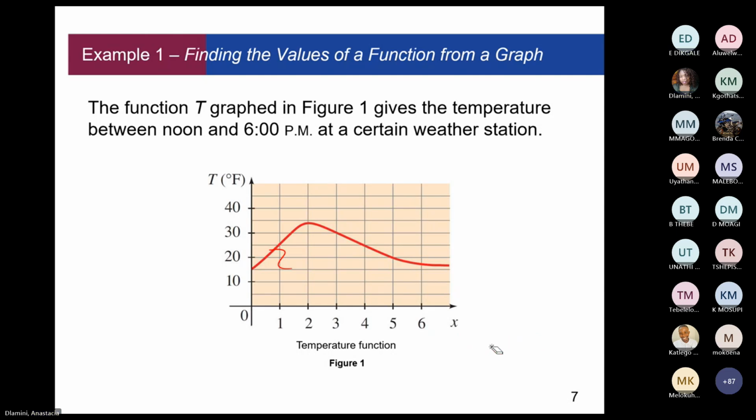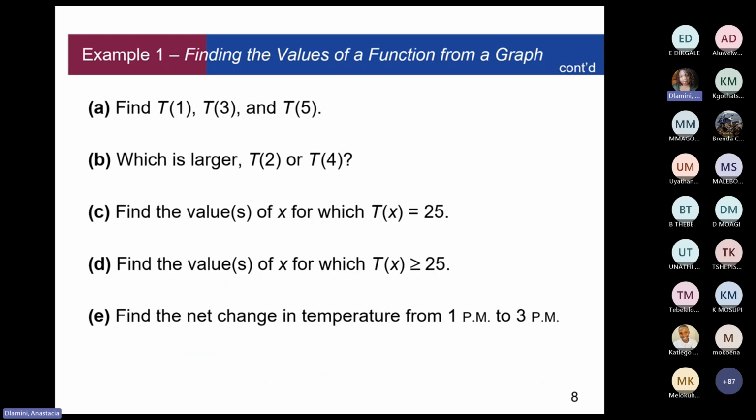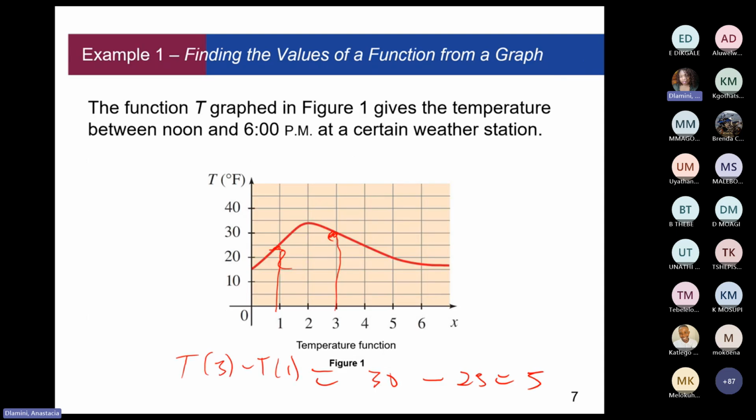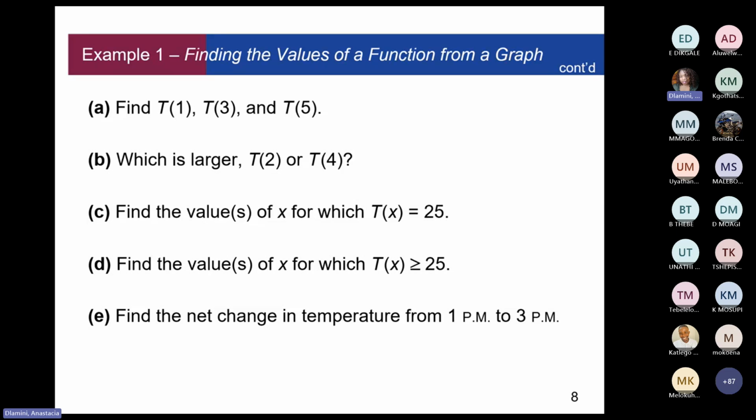So the net change is the temperature you find at 3 minus the temperature you find at 1. The temperature at 3 is 30, minus the temperature at 1, which is 25, so that is 5. There has been a change of 5 degrees Fahrenheit between 1 and 3. That's called the net change in temperature.